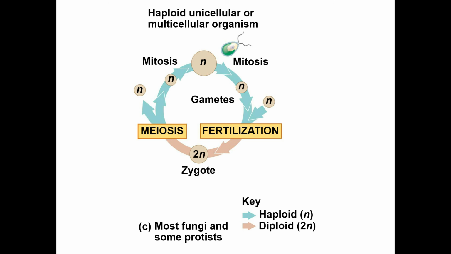Here, looking at a fungus, for instance, we have our zygote. Your zygote produces little individual haploid cells through meiosis. These little individual haploid cells begin to grow and enlarge through a process of mitosis. These give rise to individual gametes that can fuse together to form your diploid zygote.